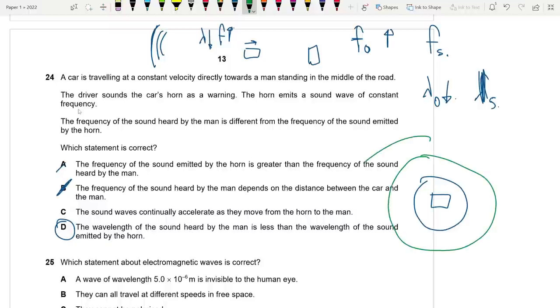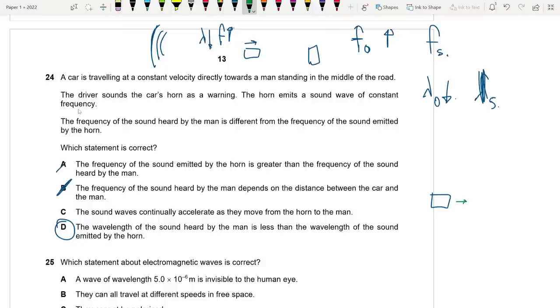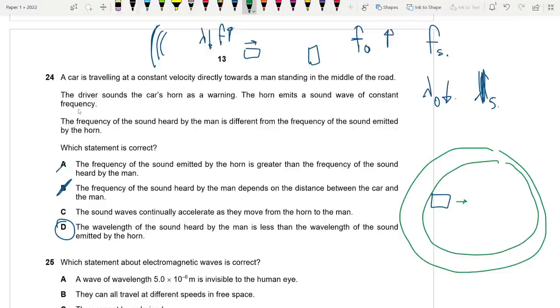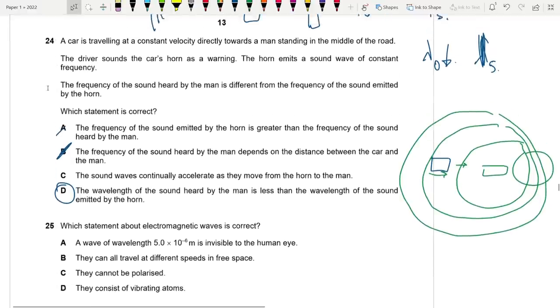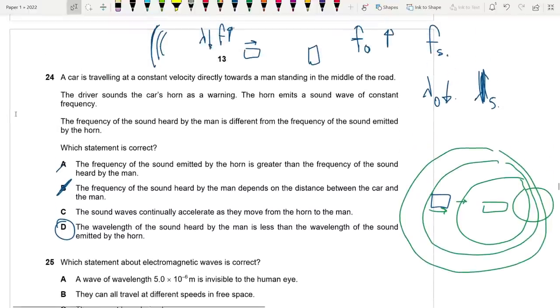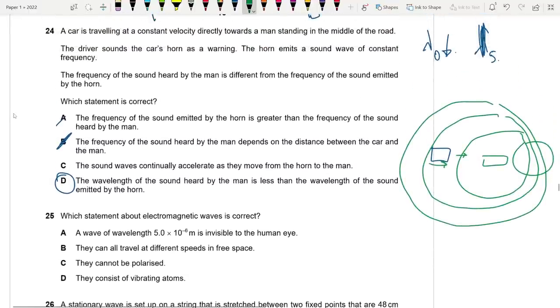This is the original scenario, right? If it's stationary, but if it moves closer, what's going to happen is the ones over here, this wave, is going to be squeezed over here. This is what happens when a car moves towards you. These wave fronts come closer together, okay? That's what happens. They don't accelerate. The speed is the same. Remember that. That's why C is wrong.